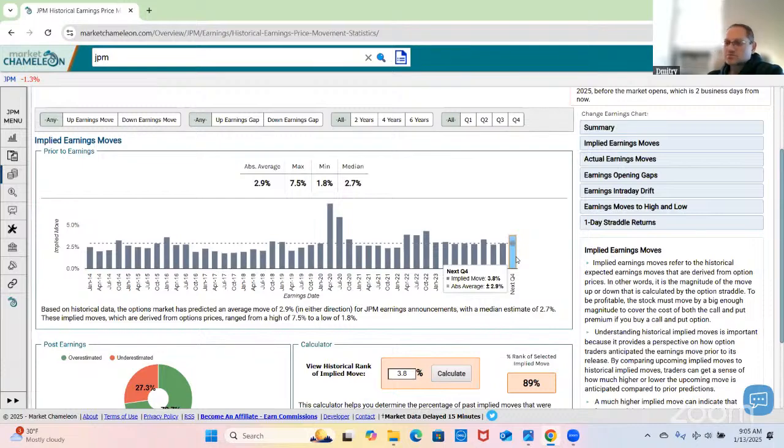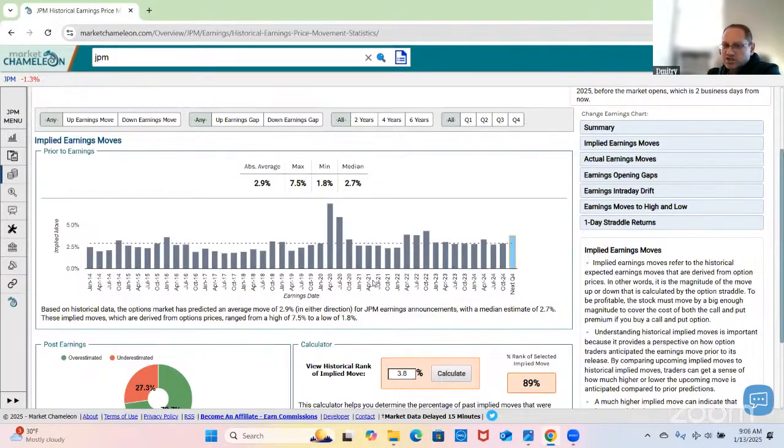Now, of course, we still have a couple trading days to go. So besides the earnings move, it will probably also include some volatility prior to that, and we would probably expect it to be a little bit higher. If we hover over it, we see that the current earnings straddle is priced at 3.8%, up or down 3.8%, relative to a historical average straddle of 2.9% right before the earnings announcement.